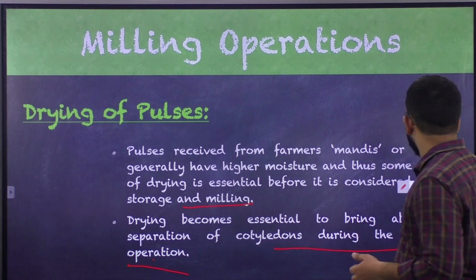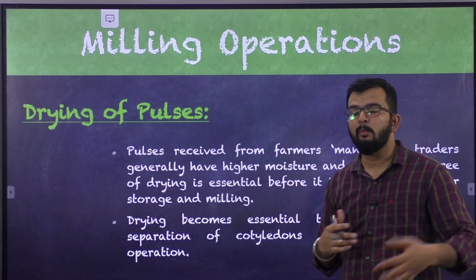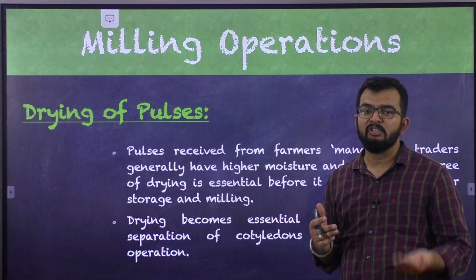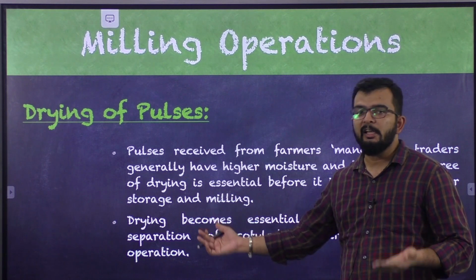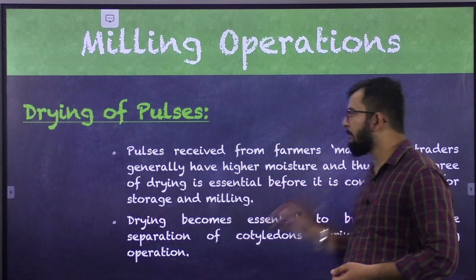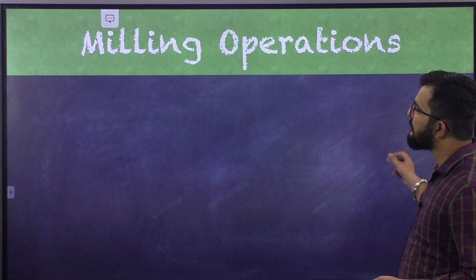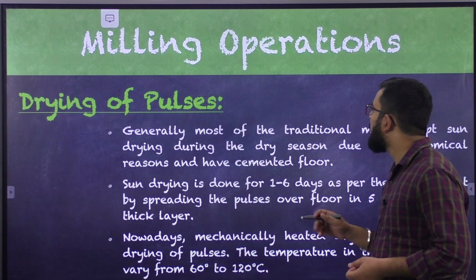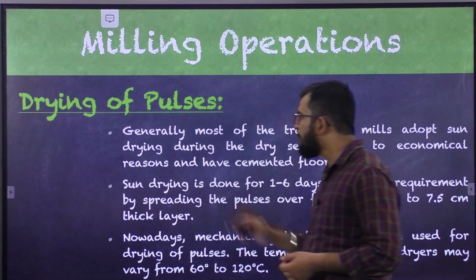Okay, so that is why it is necessary, that is first to bring the moisture content to a uniform level so that more efficient milling will be there. Secondly, drying makes the splitting of cotyledons very easy. So this was the second operation in pulse milling. So under drying of pulses, generally most of the traditional mills adopt sun drying.